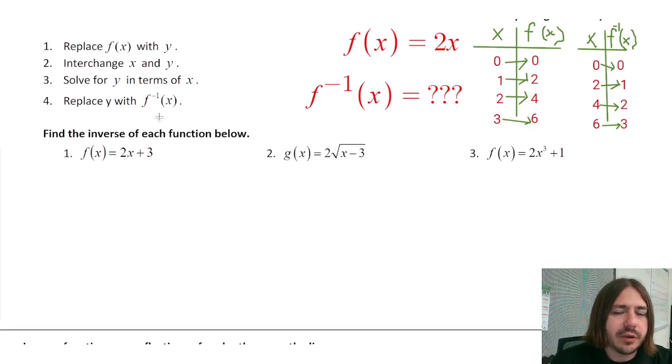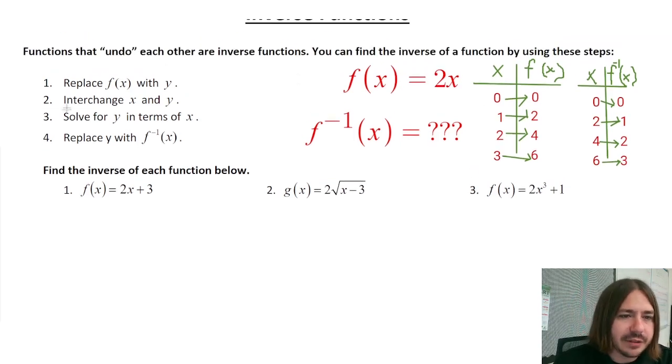And I want to know, okay, well, I don't want to go through the process of making a table, flipping it, and then trying to decode what the equation would be. I don't want to go through all that. Instead, I'm going to try to find it directly using algebra. So here are the steps. I've got them listed up here so you can refer back to them.